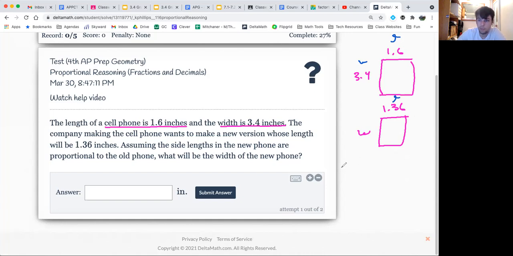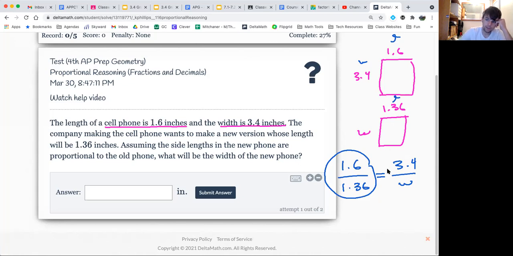So we can set up a proportion here. 1.6 over 1.36 is going to equal 3.4 over W. This is one way to set this up, and there are several others. What I did was write the ratios of my lengths, so the length of the larger phone divided by the length of the smaller phone equals the width of the larger phone divided by the width of the smaller phone. So keeping those ratios consistent, larger one on top, smaller on the bottom, length over length, width over width.